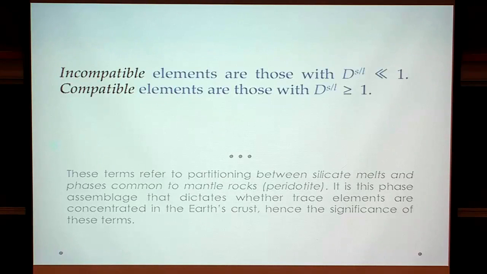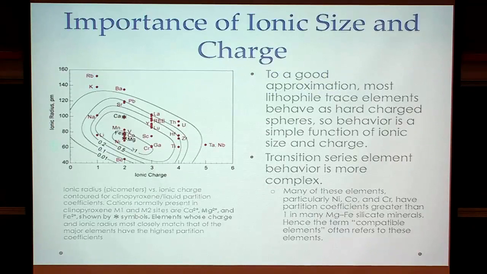Okay, incompatible elements are those that have solid liquid partition coefficients much less than 1. Compatible elements are those with solid liquid partition coefficients about 1 or greater. And these terms refer to partitioning between silicate melts and phases common to mantle rocks, that is peridotite. It's that phase assemblage that determines whether a trace element goes into the crust or stays in the mantle.